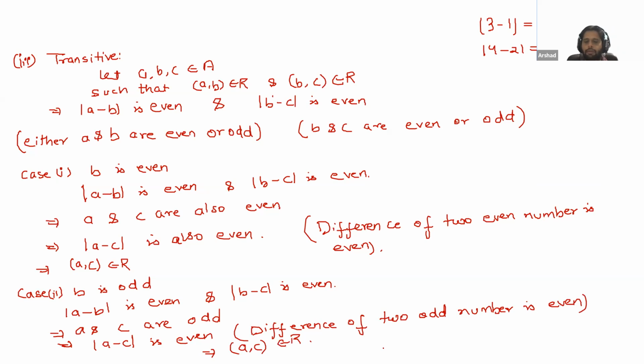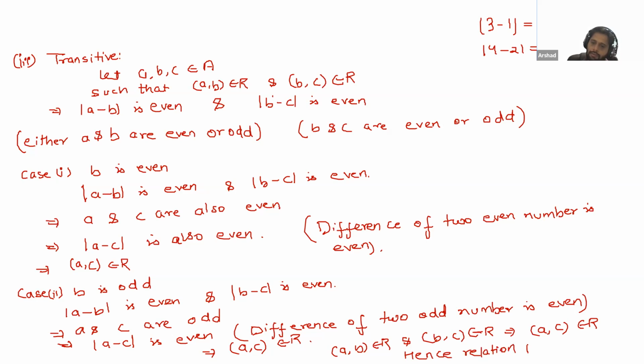Okay. But finally, we can say A comma B belongs to R, B comma C belongs to R. This implies A comma C also belongs to R. Hence, relation R is transitive.